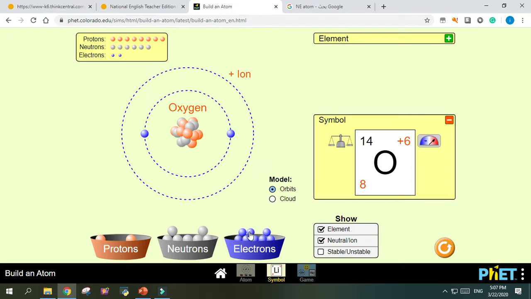Let's add electrons. I have now +6. Oh, it's turned to 5. They are decreasing. They are decreasing. Okay, 4, 3. The electrons now are increasing.